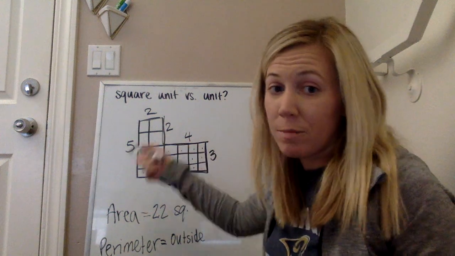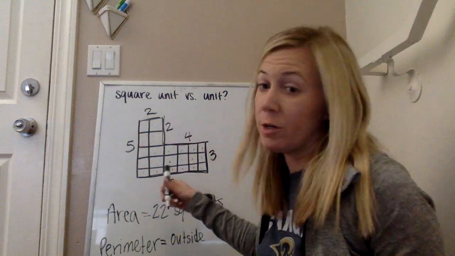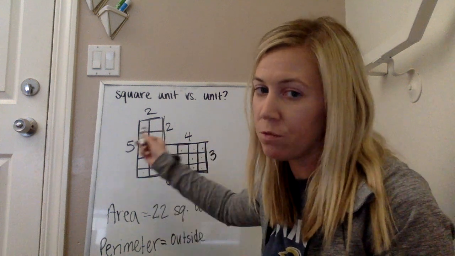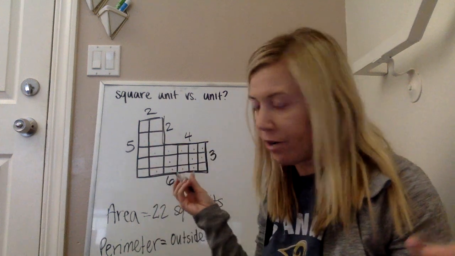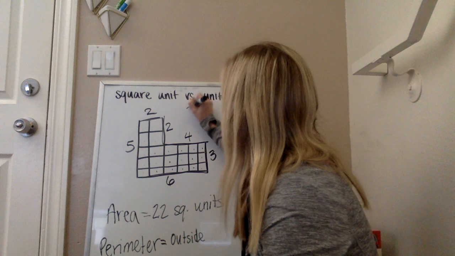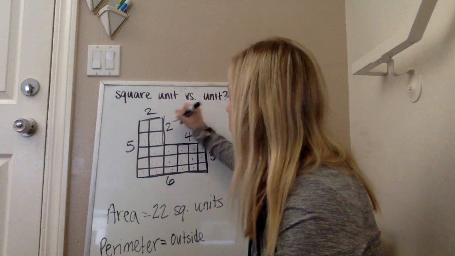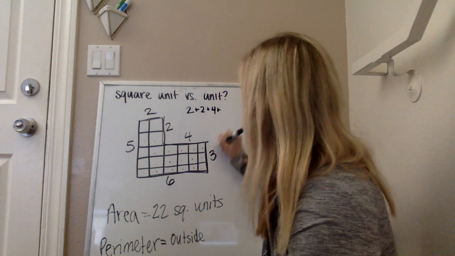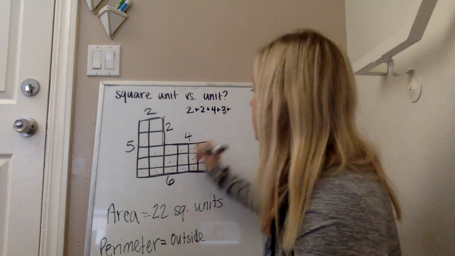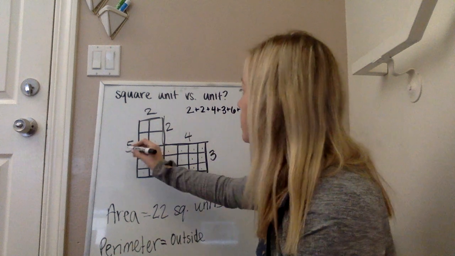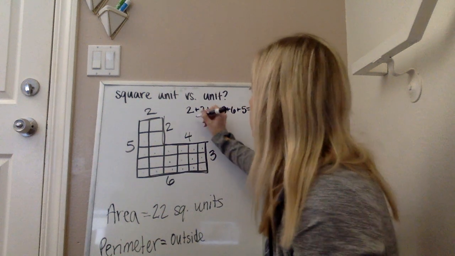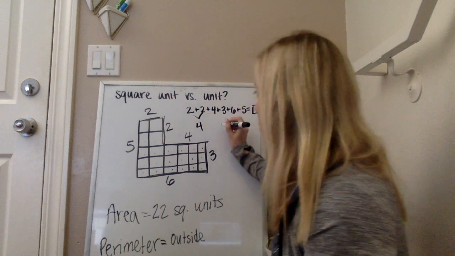So when we take our perimeter, we will add up all the numbers. I like to start at the top and go clockwise around. That way I know I didn't forget any numbers. So I'm going to take my 2 at the top, plus 2, plus 4, plus 3, plus 6, plus 5, equals my unknown. 2 plus 2 is 4.